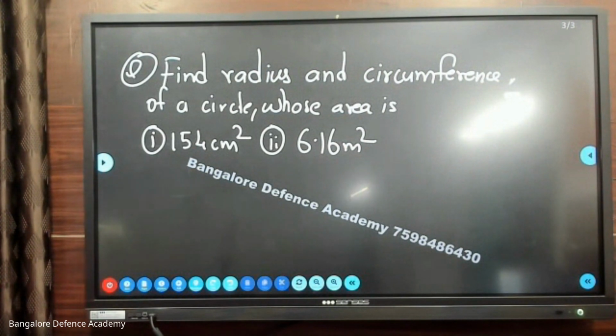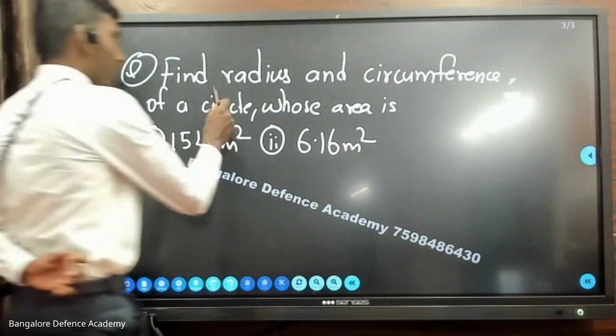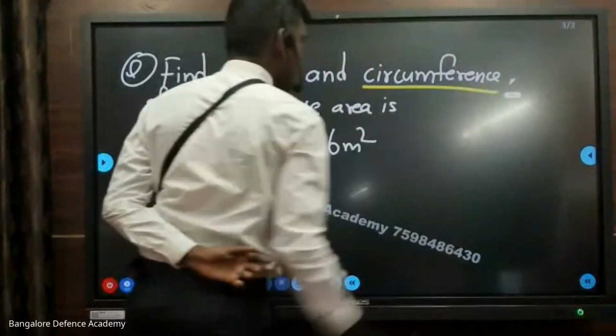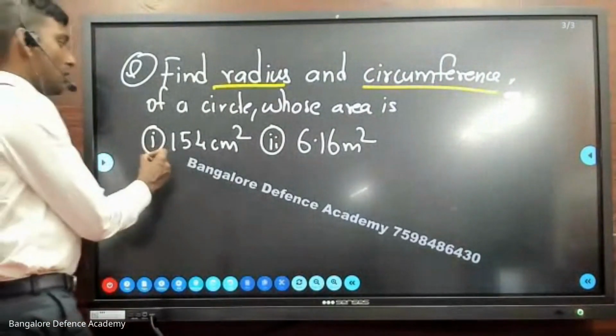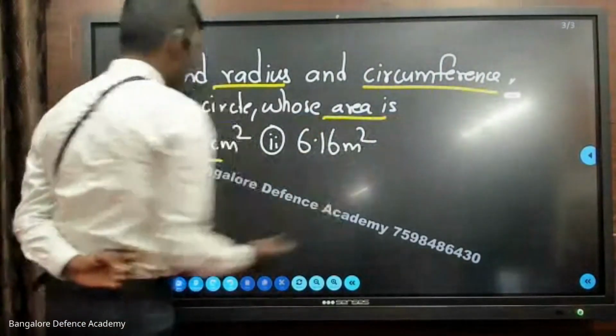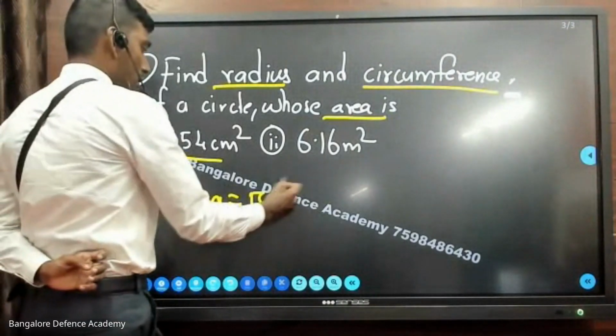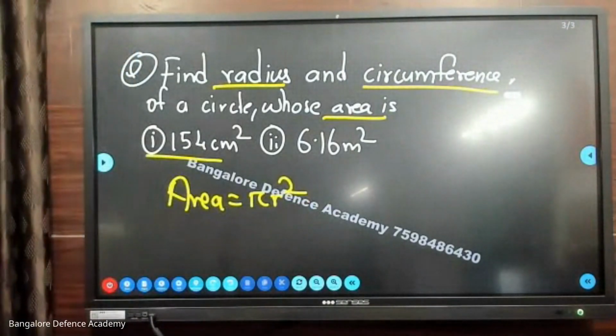Okay, what to do in this question? They are asking you to find the radius and they are asking you to find the circumference. But what is given in this question? Area. So what is area of circle equal to? Area of circle is equal to pi r square.